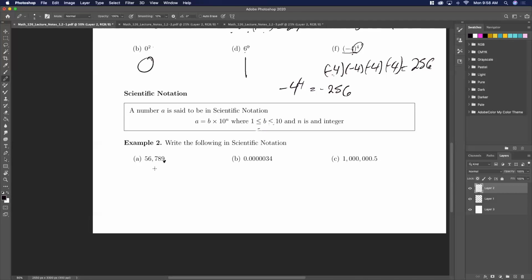And so here we just move it over 1, 2, 3, 4. So it'll be 5.6789 times 10 to the 4th. Here, when we go back the other way, 1, 2, 3, 4, 5, 6. So 3.4 times 10 to the minus 6. And here, this is 1, 2, 3, 4, 5, 6. So it'll be 1 times 0.000005 times 10 to the minus 6.